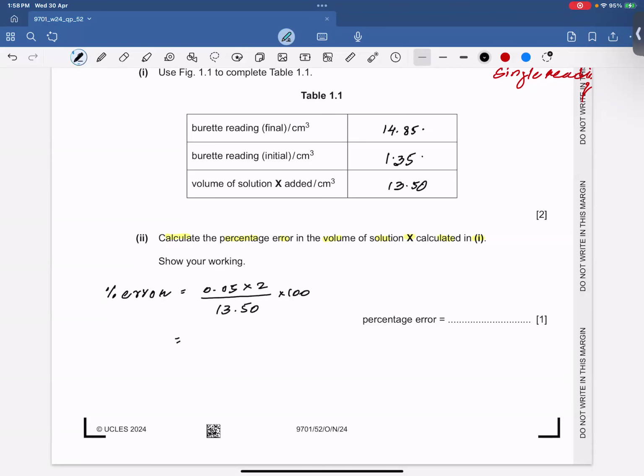So let me check. This 0.1 divided by 13.5 into 100. So I'm getting 0.7407. 0.7407%. So it's going to be 0.741%. Okay, I hope it makes sense to you.